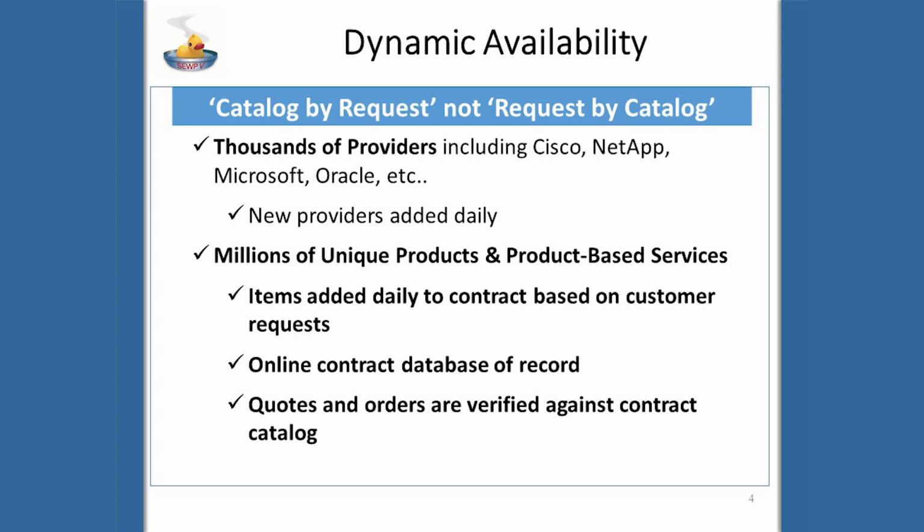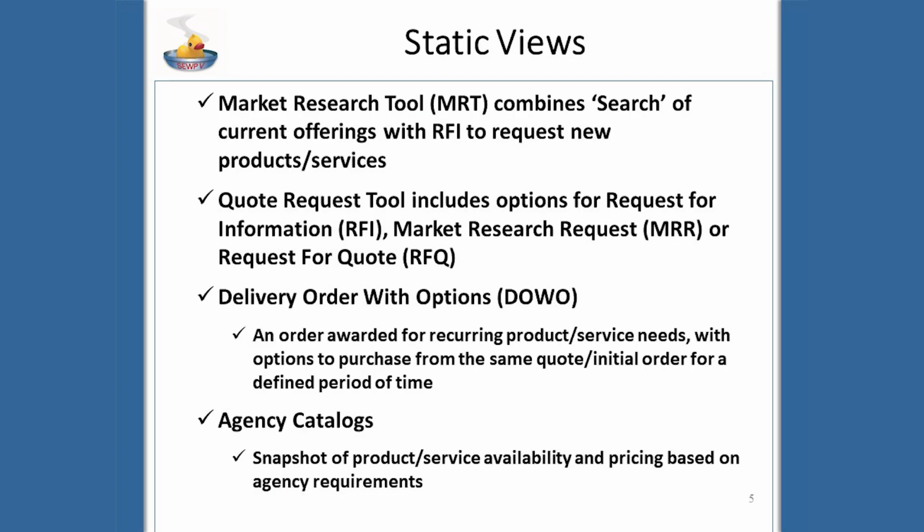The quotes themselves are verified by SEWP when they come through our system, so to make sure that all items that are quoted are at that time on contract and that they are priced correctly. Note that much as we add 5 to 10 companies a day, we change over 10,000 items every day on our contracts based on the requirements coming in from throughout the federal government. So that's the dynamic part of SEWP. It's the part that has made SEWP the contract vehicle of choice for many customers.